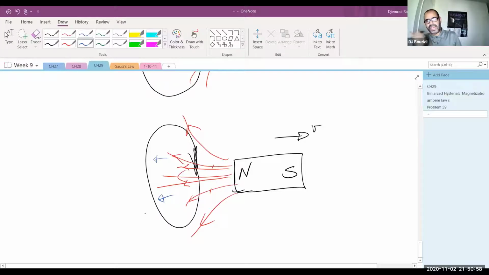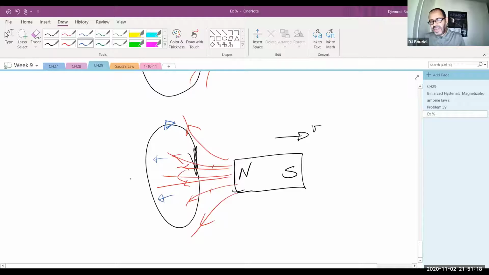Okay? So if the magnet is moving in the opposite direction, it's going to create a magnetic field pointing that way. That means the current now has to go clockwise. So the current now has to run in the opposite direction to compensate for that. So that is basically, in a nutshell, how this works.